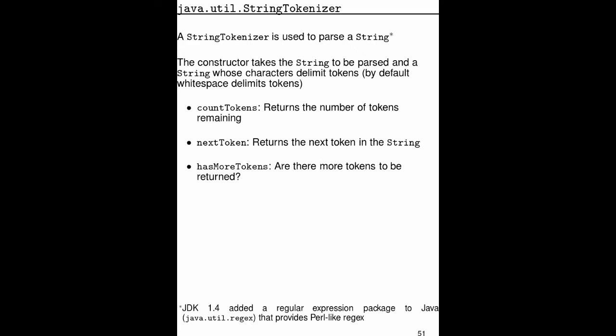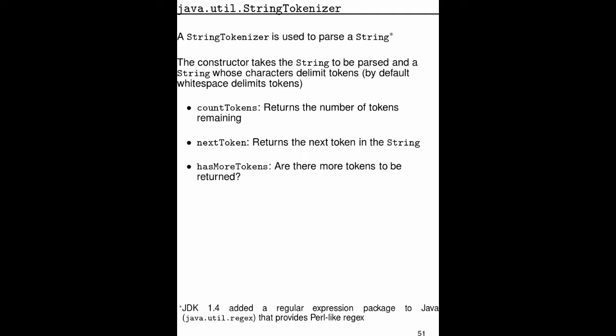Okay, java.util.StringTokenizer is a class that's used to parse a string, to take a string and break it down into its constituent parts. String tokenizer is a kind of old school way of doing things. There's also regular expression support that was added in JDK 1.4. While I won't cover it here in this discussion, I encourage you to go look at the API documentation for the java.util.regex package, which has a number of facilities for providing Perl-like regular expressions.